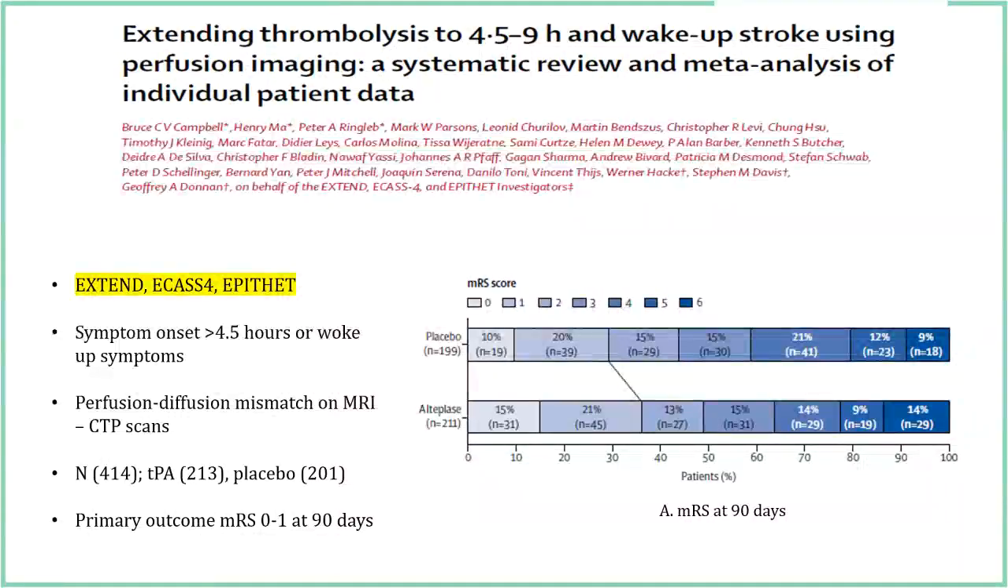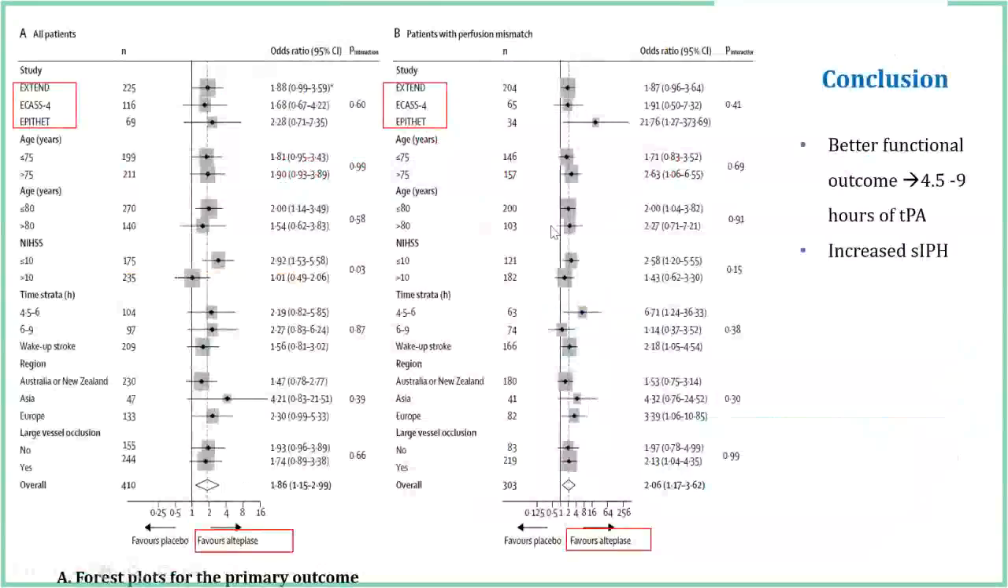So the conclusion is, with the proper imaging modalities and target patients, we can still benefit from tPA in the extended window period of time. But there would be a risk of increased intraparenchymal hemorrhage. All of these trials have shown a favorable outcome with Alteplase in the extended window, as shown in the forest plot with the mRS at 90 days.